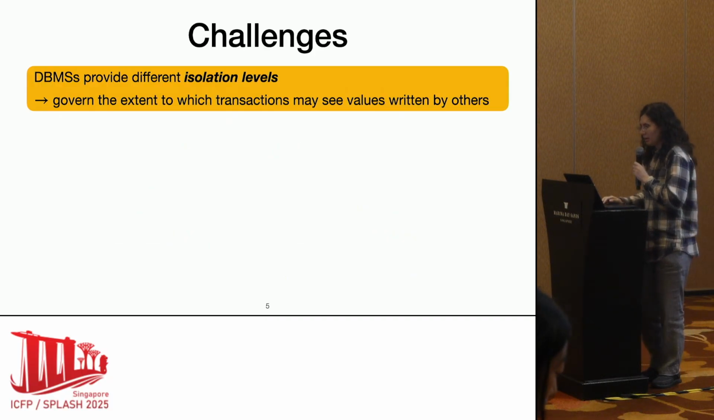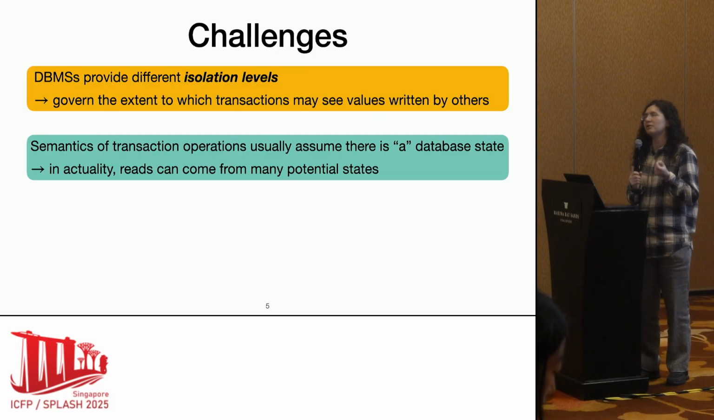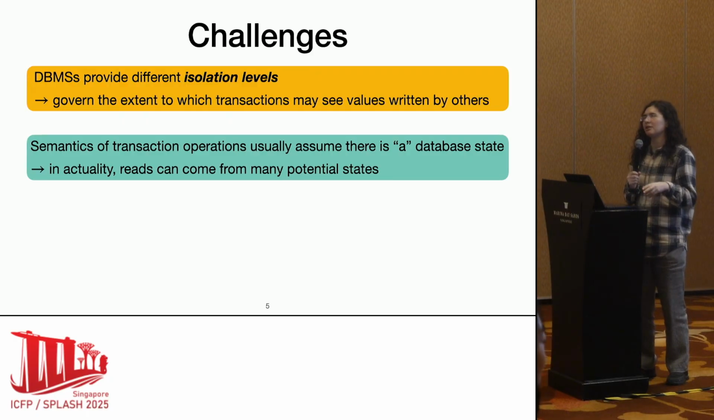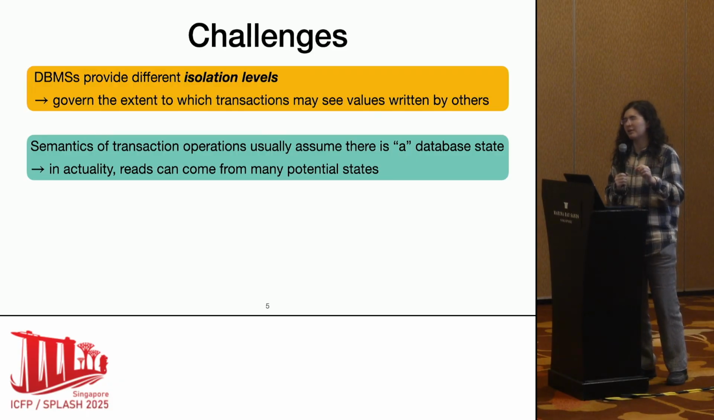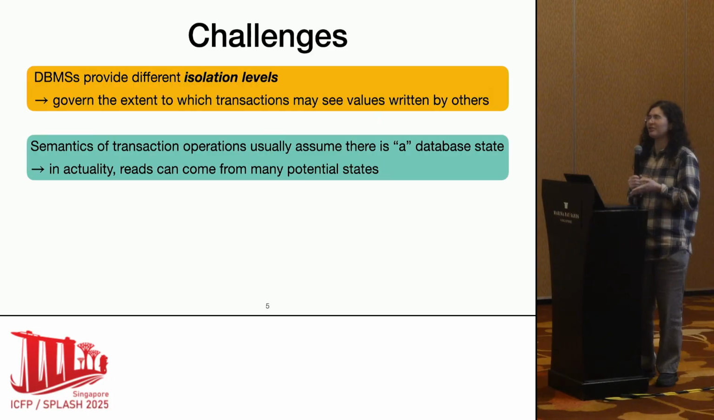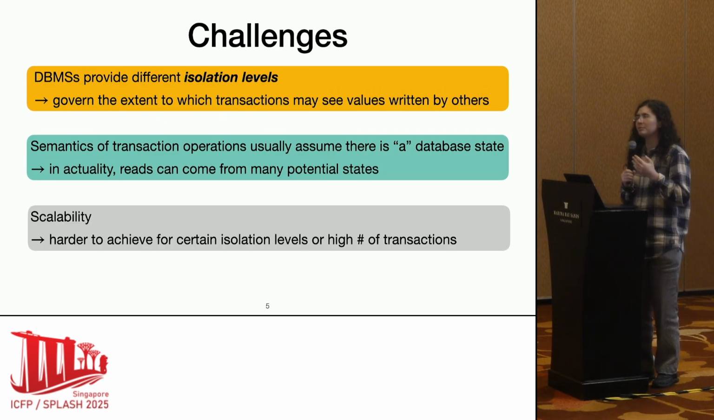The second, somewhat related challenge is that if we look at the language used to write transactions, the operations and statements of this language are usually such that their behavior is defined with respect to a particular database state that the transaction can read from. We just saw that transactions can read from potentially many database states, so we can't directly use semantics like this. And the final challenge is that of scalability.